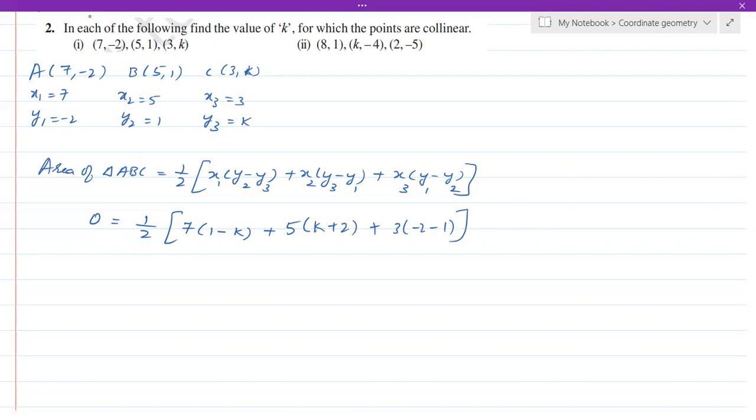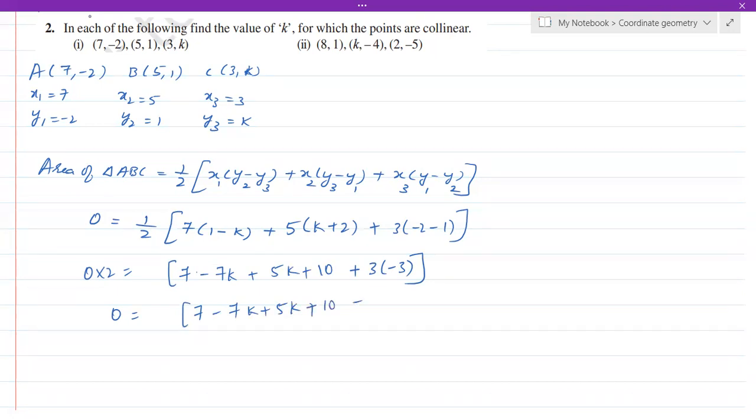Now, let's transpose the 2, which is outside the bracket, to the other side. It's a common term for everything, so I can put it on the other side. So it becomes 0 into 2 equals 7 into 1, which is 7, minus 7 into k, 7k, plus 5 into k, 5k, plus 5 into 2, 10, plus 3 into minus 2 minus 1, which is minus 3. Now 0 into 2 is 0, equals 7 minus 7k plus 5k plus 10. 3 into minus 3 is minus 9.